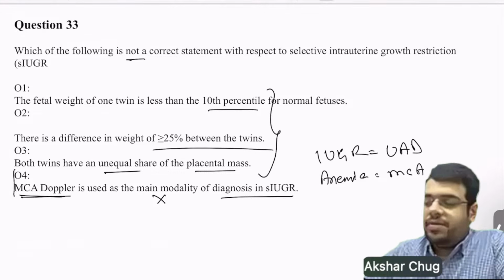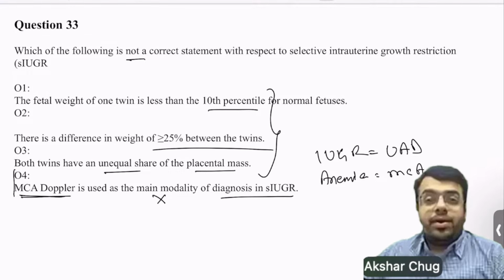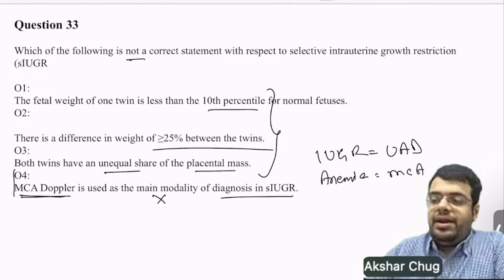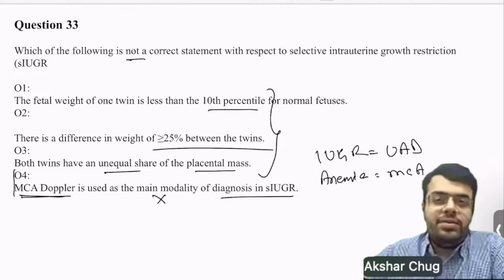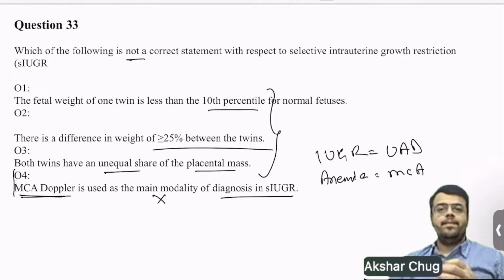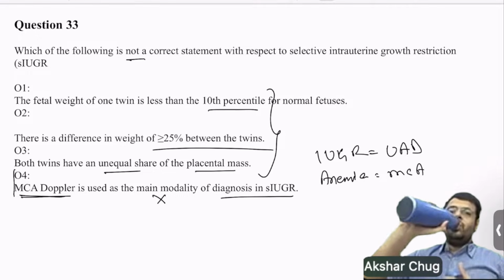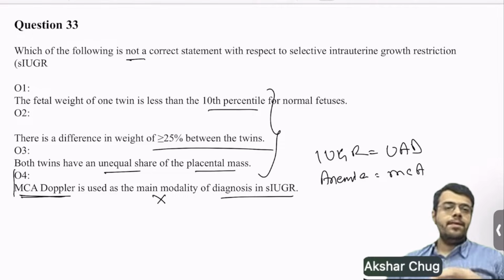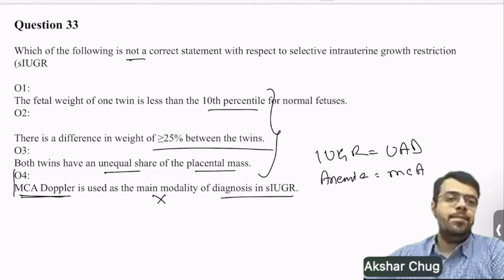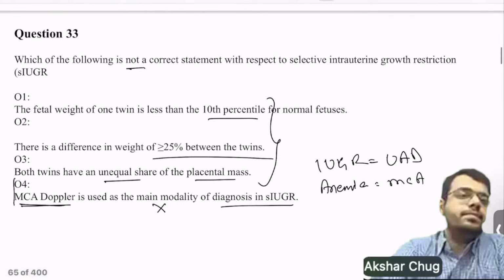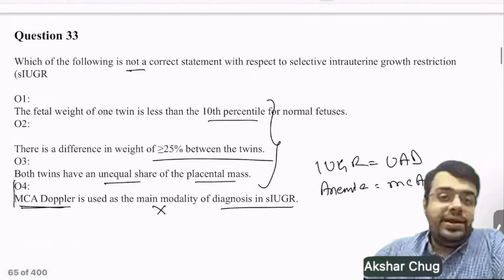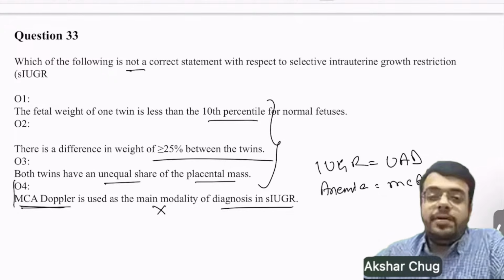Also, can anyone name in the live chat what is the name of the grading used for selective intrauterine growth restrictions in case of twins? So basically, we use the Quintero staging for the IUGR, especially involving the twins.